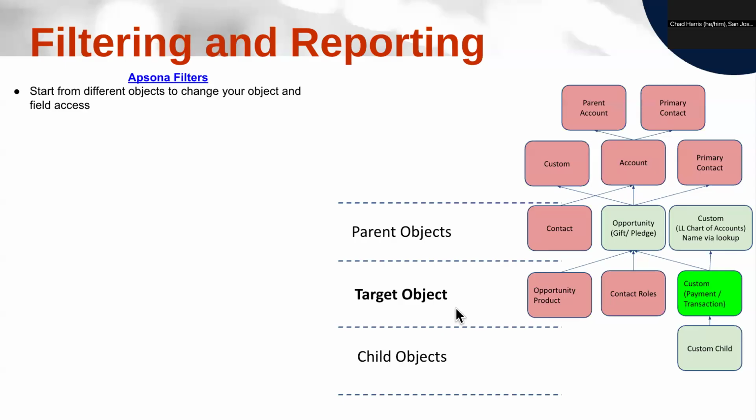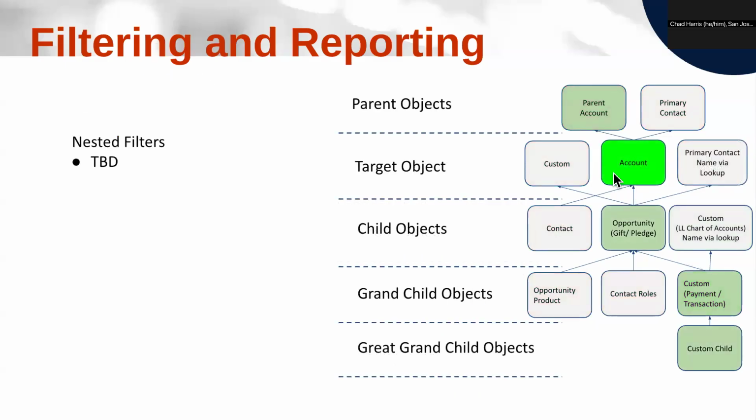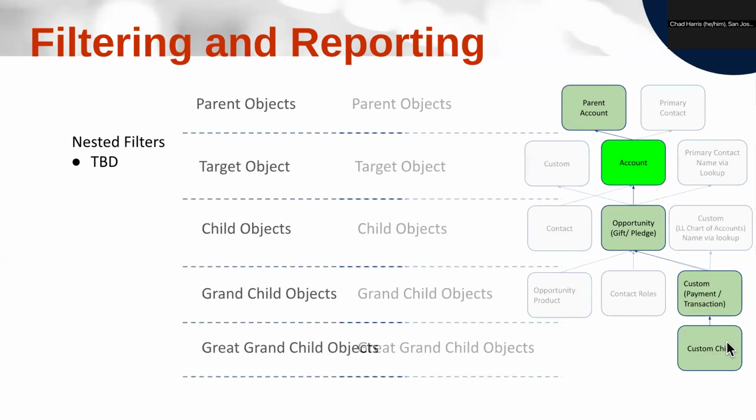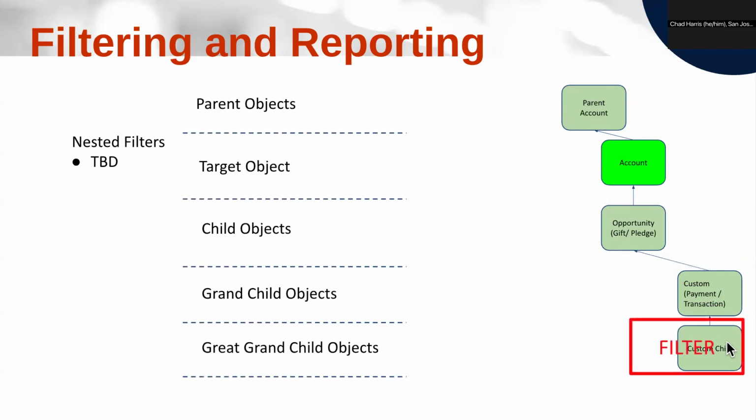If I start now at the target object of account, here I am. I can reach up one level and I can reach down one level. But let's say in our case that we need to filter on the grandchild, the payment. And in this example from a different demo, what if I have to filter on a great grandchild? It could go on and on. The way that this works is we create a filter at the lowest level that we need to reach. And we're about to do this, so I'll talk through the slides and then I'll demo it.